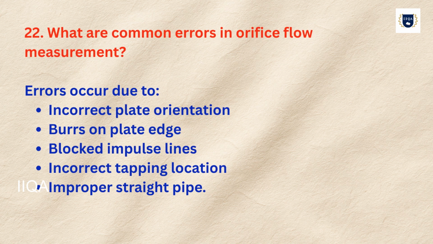What are common errors in orifice flow measurement? Errors occur due to incorrect plate orientation, burrs on plate edge, blocked impulse lines, incorrect tapping location, improper straight pipe.